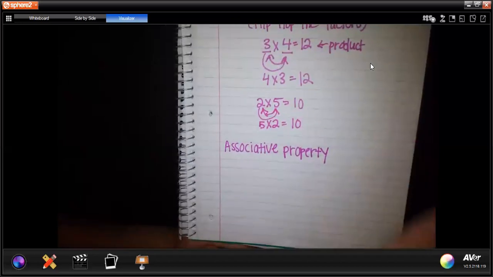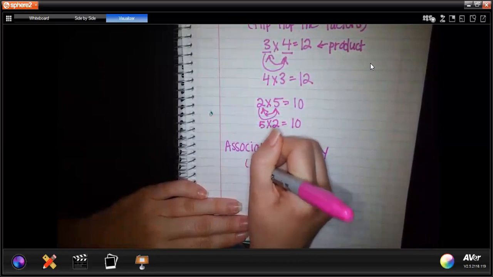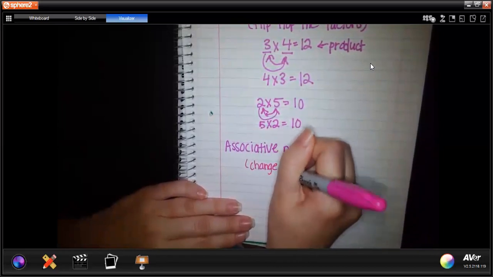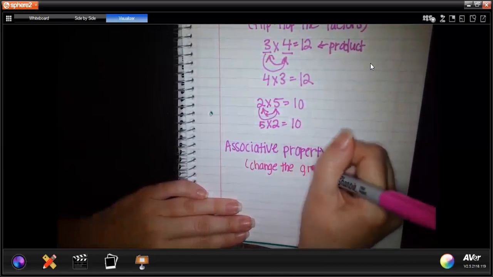The next property we're going to review is the associative property. This is saying no matter how you change the parentheses, so change the grouping, the product will still be the same.